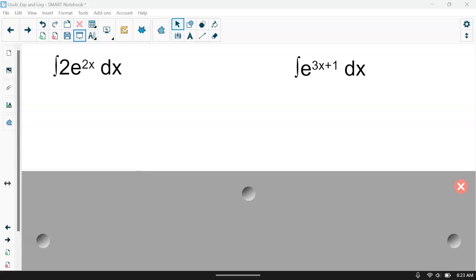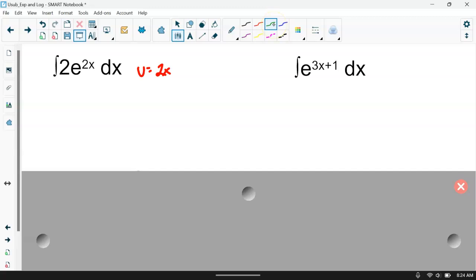In this lesson, we're continuing using u substitution to find our integrals, but now with exponential and log functions. So here, for example, we have 2 times e, but not just e to the x. Notice how it's e to the 2x. So again, this is an example of u substitution because u in this case is going to equal 2x.